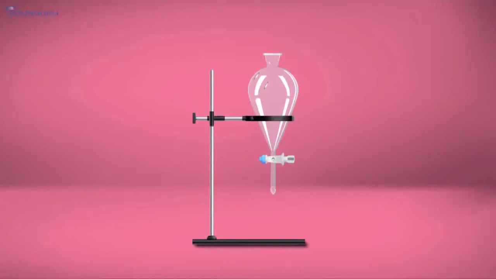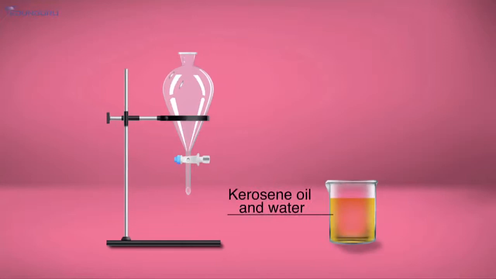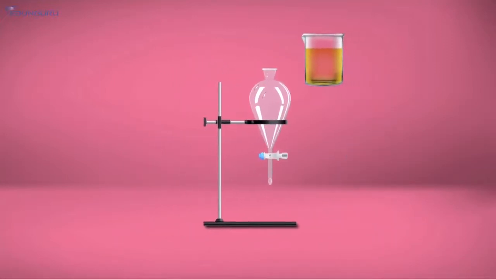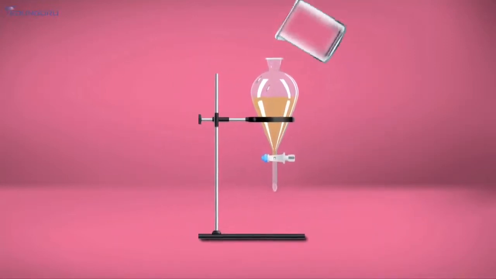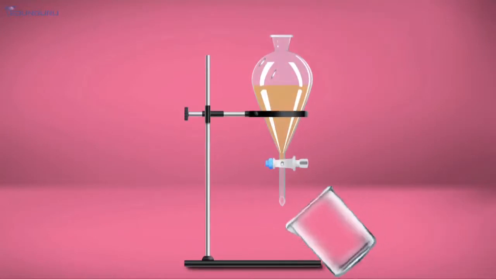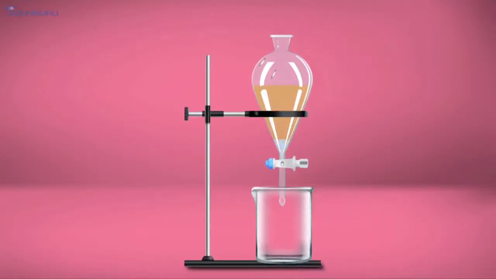We will take a separating funnel and attach it to the stand as shown in the figure. Now, we will pour the mixture of kerosene and water into the separating funnel. Now, we will allow the separating funnel to stand for some time. We will see that kerosene and water will form two separate layers. Now, we will open the stopcock and allow the water to slowly come out and collect in the beaker.